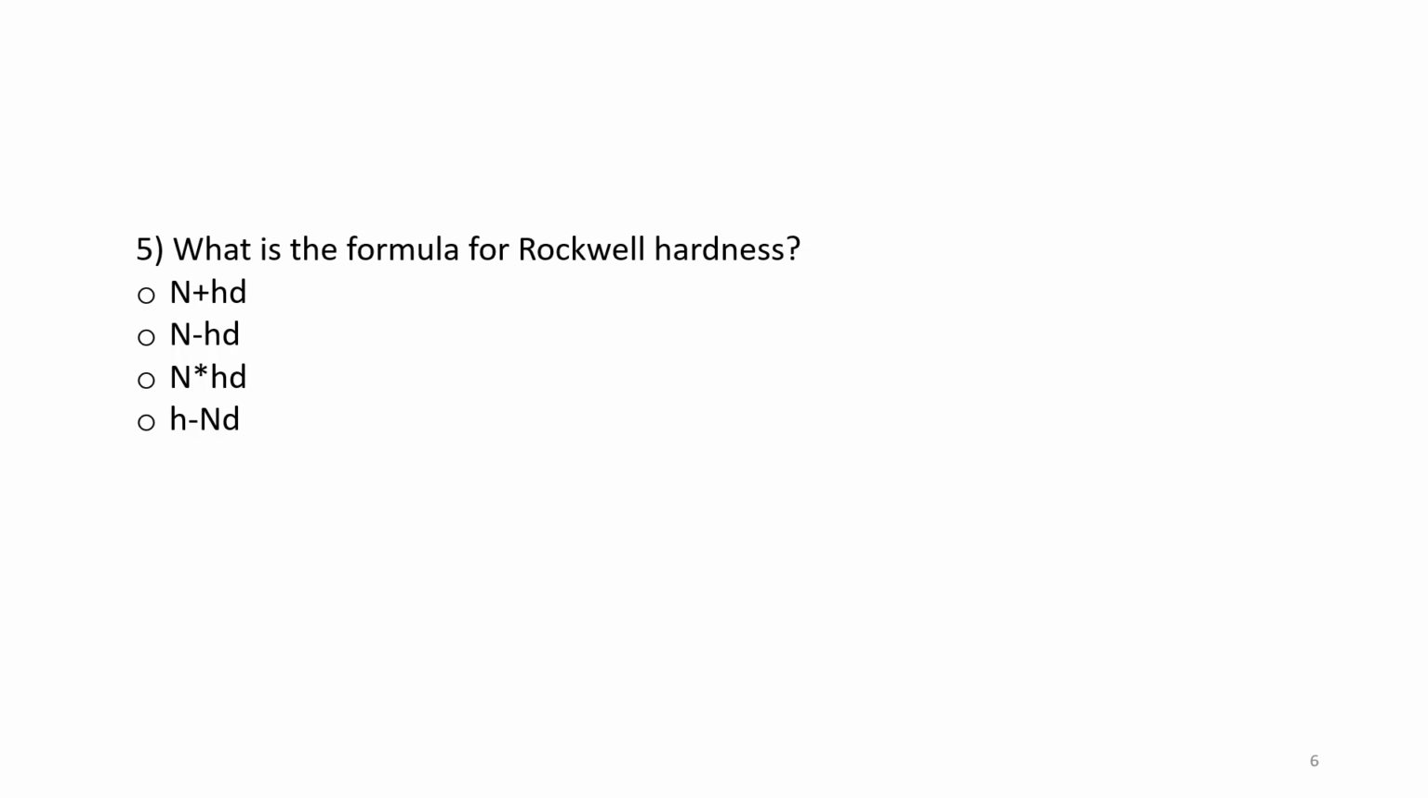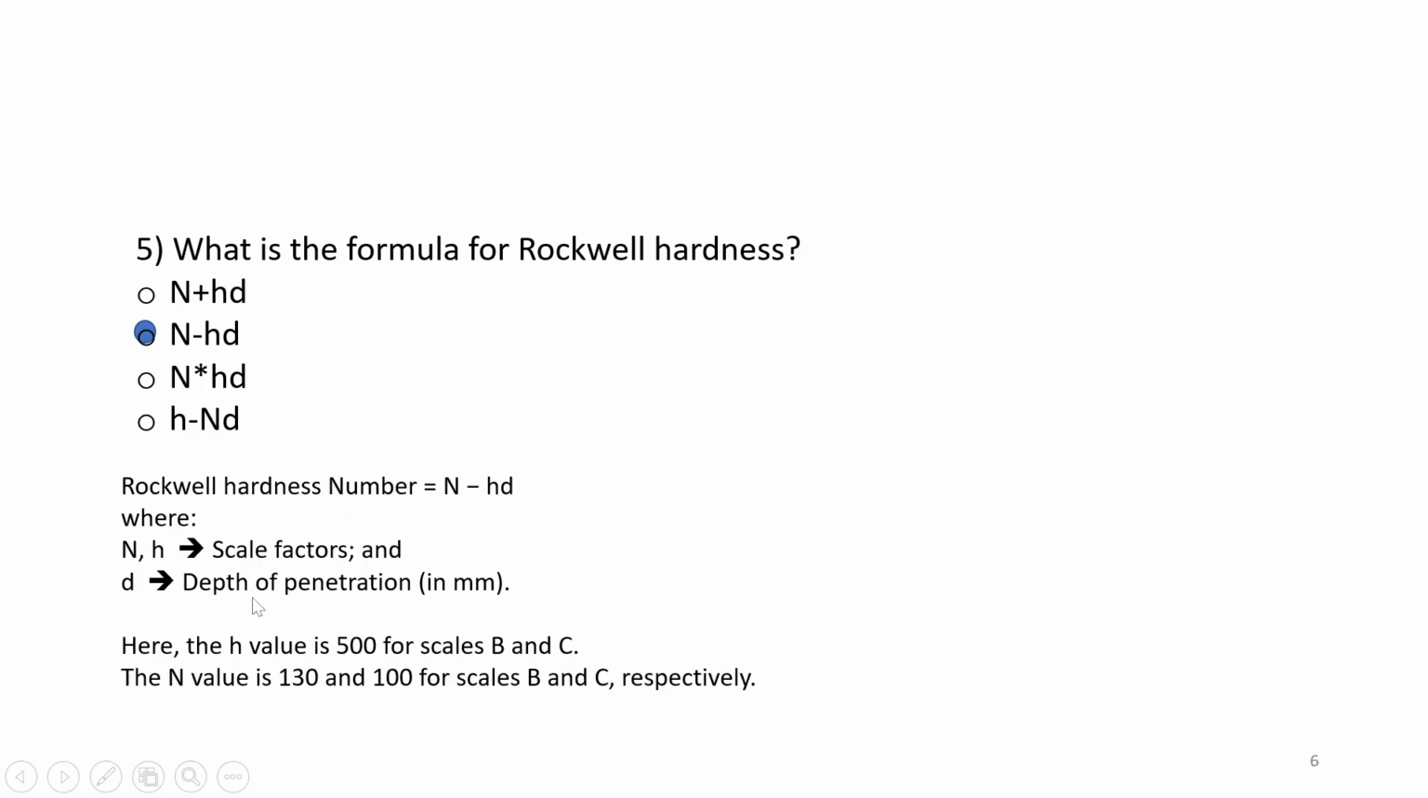Now what is the formula for Rockwell hardness? Your options are N plus HD, N minus HD, N times HD, or H minus ND. So the correct answer here will be the second one. Here N and H are the scale factors and D is the depth of penetration in mm. Okay. So in case of Rockwell hardness, the number is given by N minus HD. Here H value is 500 for scales B and C, and the N value is 130 and 100 for scales B and C respectively.